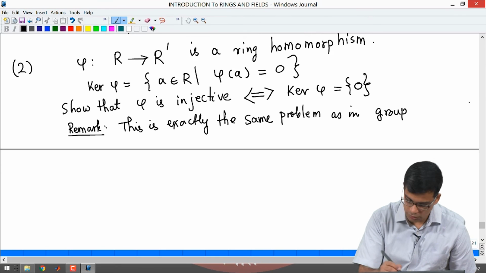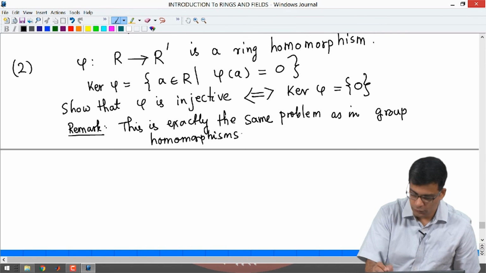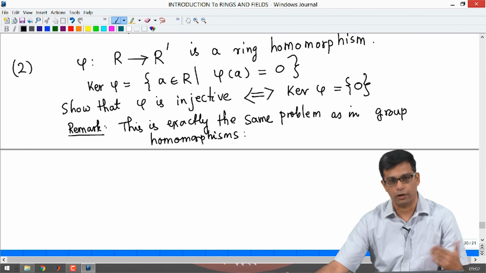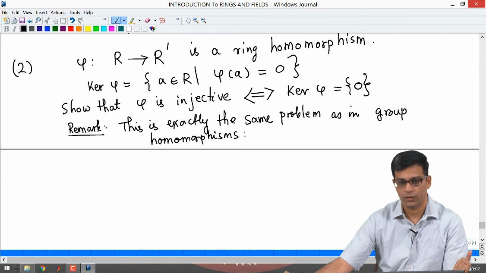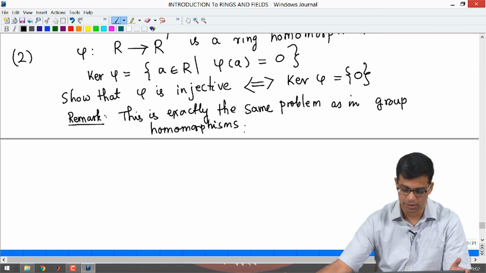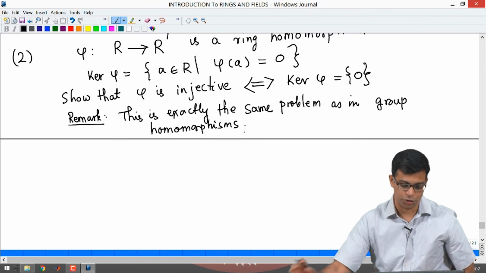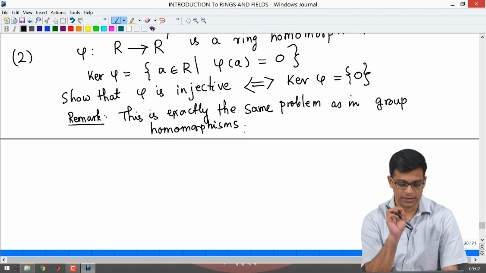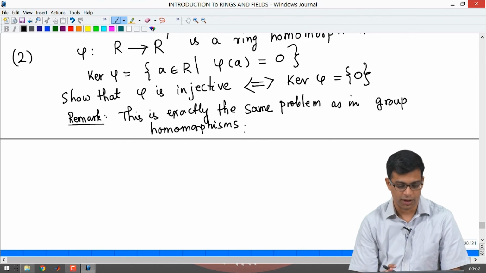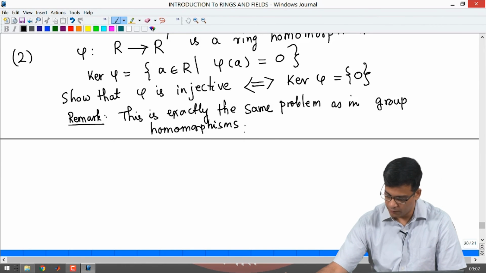Let me write that here. If you have a group homomorphism, that also has the notion of a kernel. The group homomorphism happens to be an injective map if and only if the kernel is 0. The reason this is exactly the same is because whether something is in the kernel or not is really a group theoretic issue, since it has nothing to do with multiplication on R. It has everything to do with addition in R, and under addition R is a group, and whether phi is injective or not is purely a set theoretic property. So, let me quickly solve this problem.